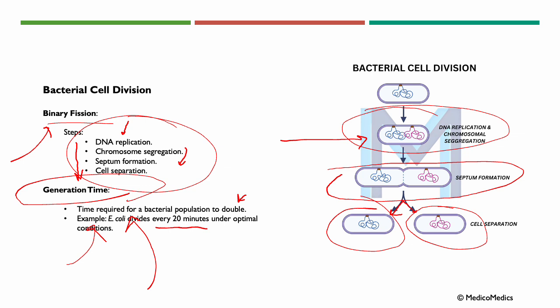So to summarize, bacteria reproduce by splitting into two, like copying and pasting themselves. The process is called binary fission, and it's incredibly fast. Like some bacteria, for example, E. coli, can double every 20 minutes. That's why infections can grow very quickly if we don't treat them.